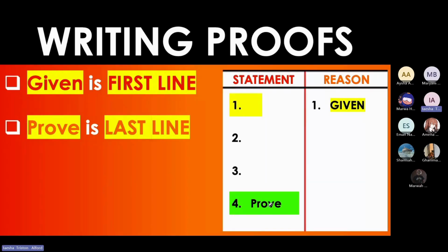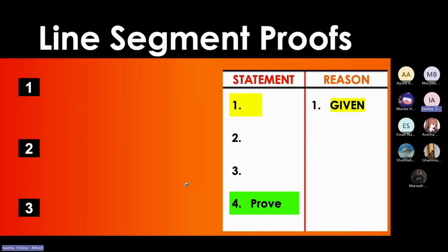So in the last line, you should always put proof, and in the first reason, you can always write given. This means that nobody should keep this question empty. You have 2 pieces of information that you know you can write inside the proof. How are you going to do the proof?